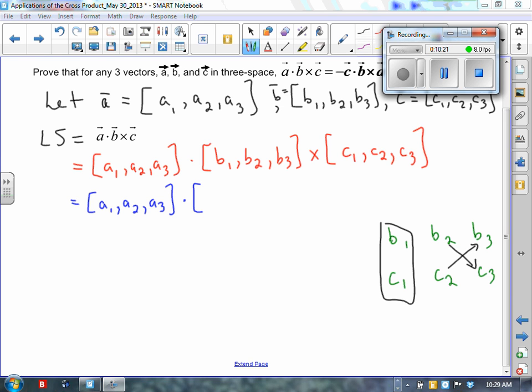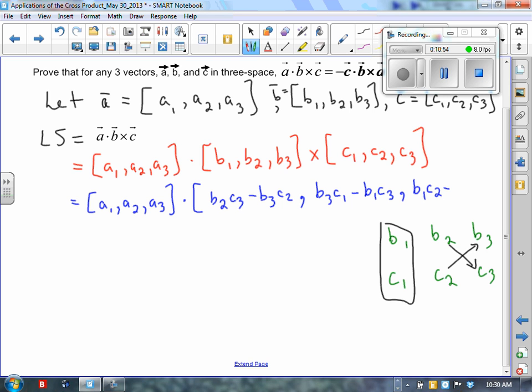B2, C3? Minus, okay, comma, looking for the y. Anybody want to take on the y? B3, C1, yep, minus. Yeah, the more times you do this, it just becomes like second nature. And the z? Anybody want to throw out the z? B1, C2, minus. Perfect. Okay. So we've got that part done.